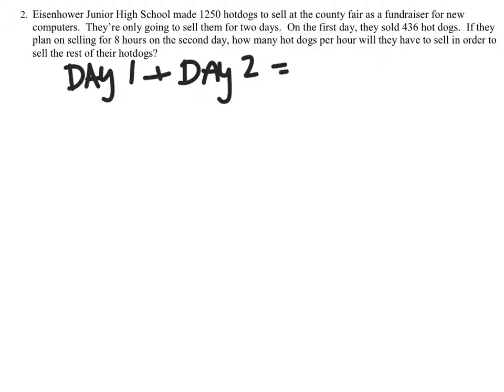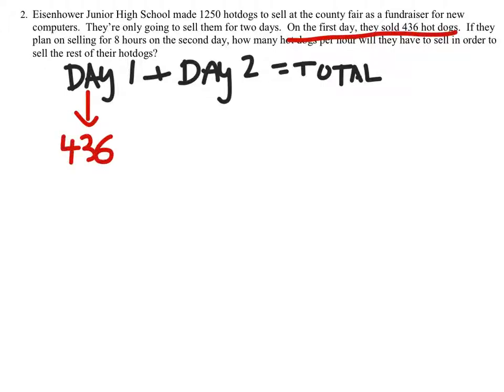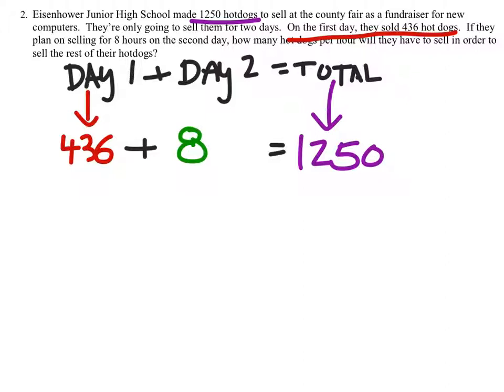So there's 2 things we got right here. We got day 1, and then we got day 2. And this would be hot dogs sold. If we add the 2 days together, we should have the total number of hot dogs sold. And do we know how many hot dogs they sold on day 1? Yes. On the first day, they sold 436 hot dogs. Do we know the total? Sure. They made 1,250 hot dogs. The problem is right here, we don't know how many hot dogs they need to sell on day 2, but we do know that they will sell for 8 hours.